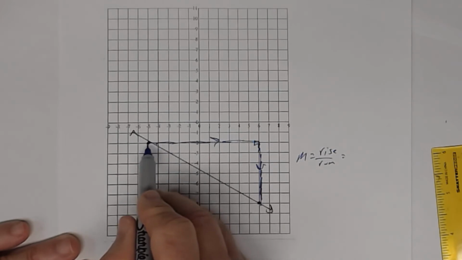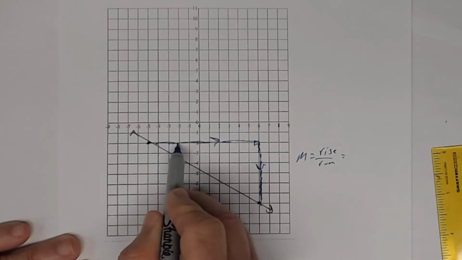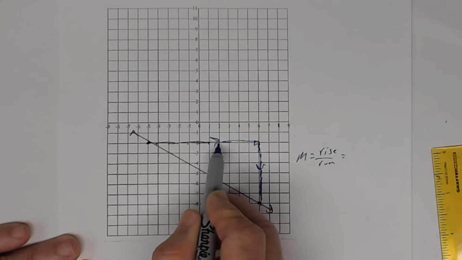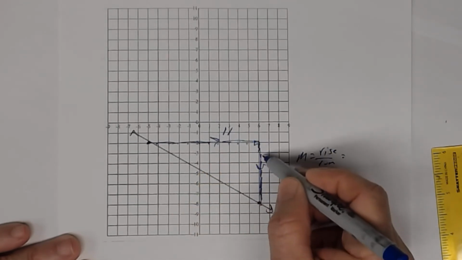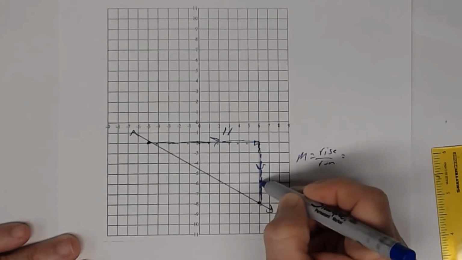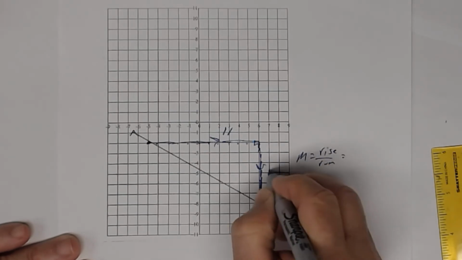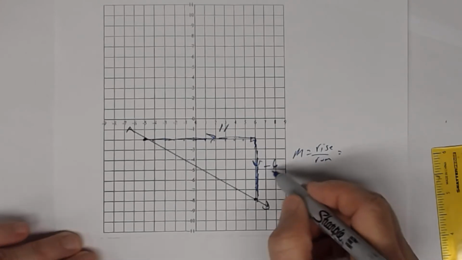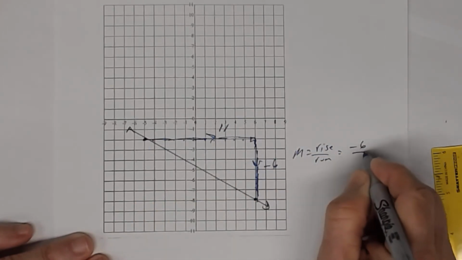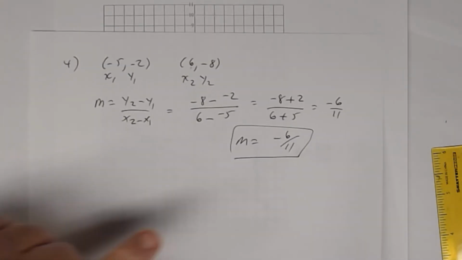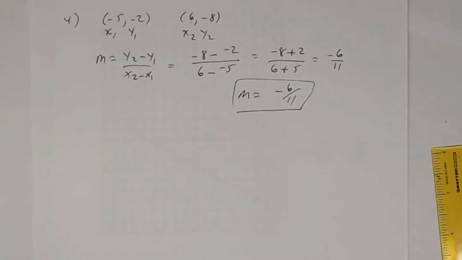So let's talk about the right. How many units did I go to the right? I went 1, 2, 3, 4, 5, 6, 7, 8, 9, 10, 11. And then how many units did I go down? 1, 2, 3, 4, 5, 6, right? So that'll be a negative 6, so I went down. So my rise is negative 6, and my run is positive 11. So negative 6 over 11, and that's what you saw. See that?